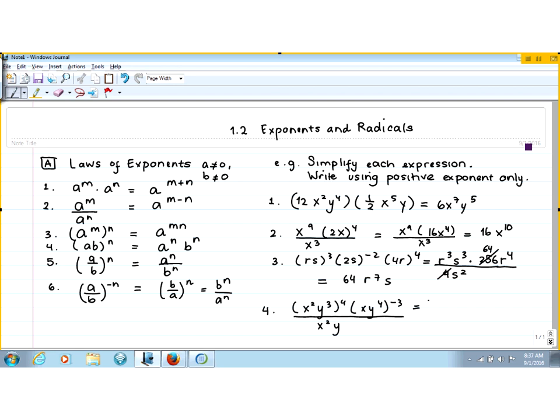What do we do here? x squared to the 4th. What is x squared to the 4th? x to the 8th, y to the 12th. Actually, we could just leave it here. So this is x to the negative 3, y to the negative 12 divided by, what is this? x squared y. All right. Good. So now, what x's do I have?